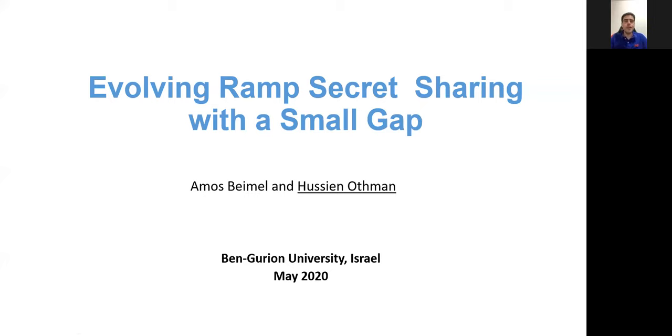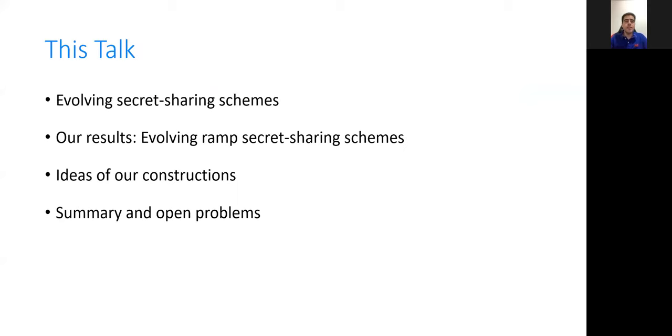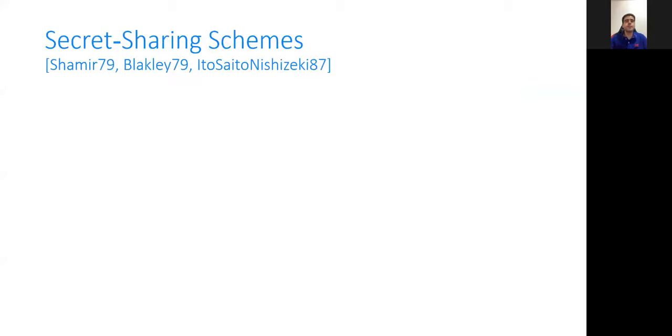I will be talking about evolving RAM secret sharing schemes with a small gap, a joint work with Amos. In this talk, we'll start by defining evolving secret sharing, then we'll present our results in evolving RAM secret sharing, then we'll present the ideas behind our constructions. At the end, we'll summarize and present open problems in secret sharing and evolving secret sharing.